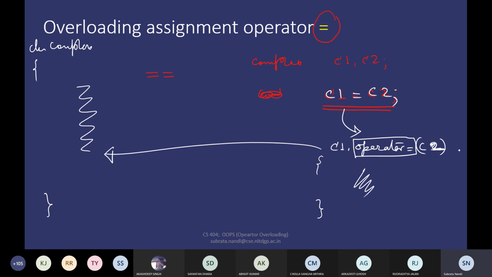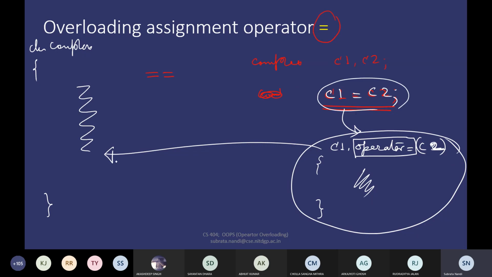So if you have not included this here, do you think that it would have worked? If I write C1 assigned C2 or C2 assigned C1 without having such a member function or a friend function included in the complex class, do you think it will work? Yes, sir. Other students, what do you think?